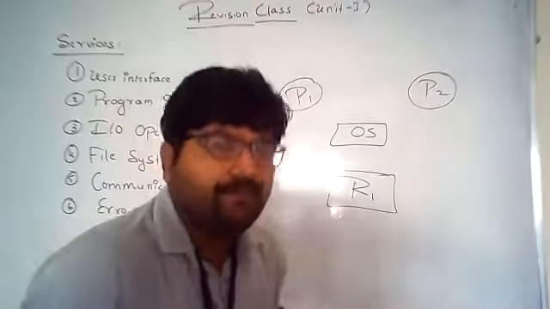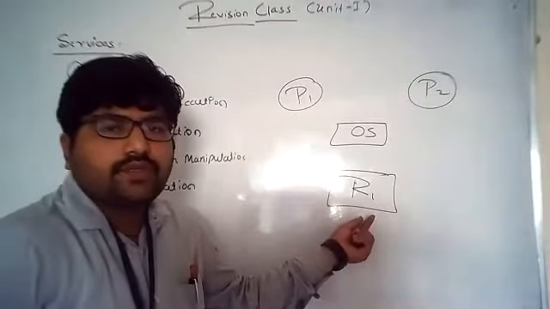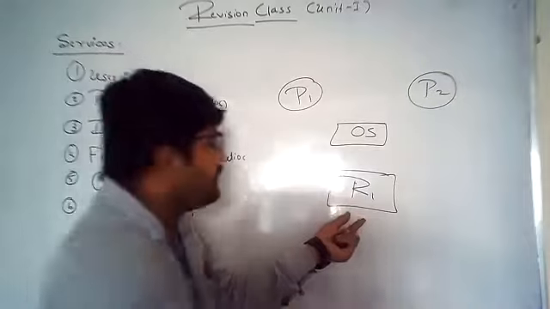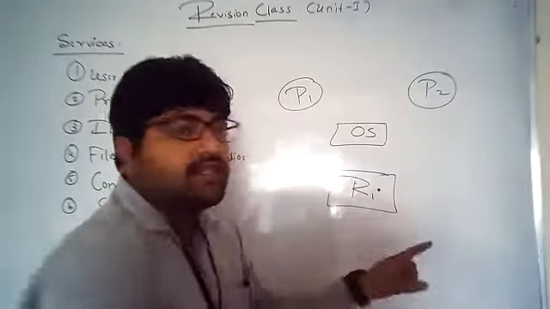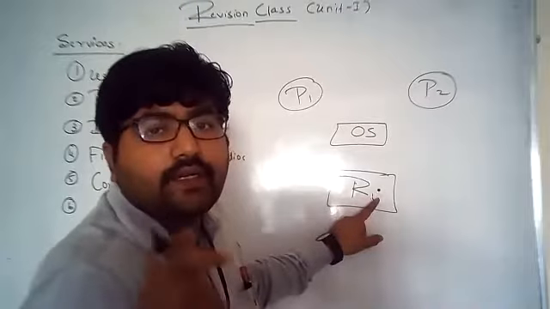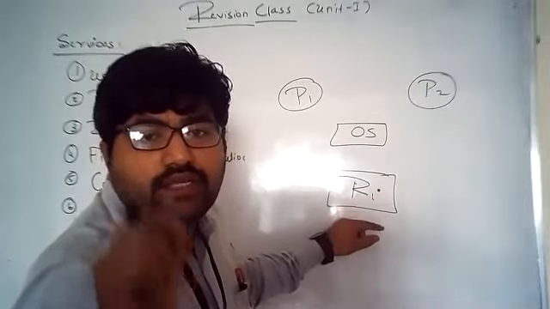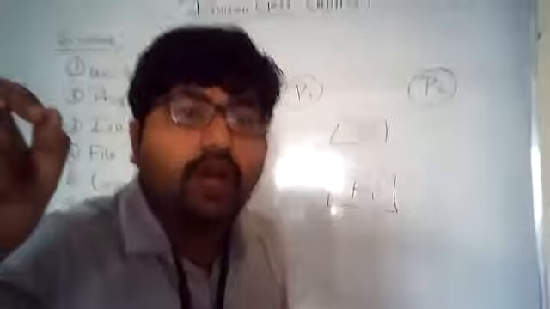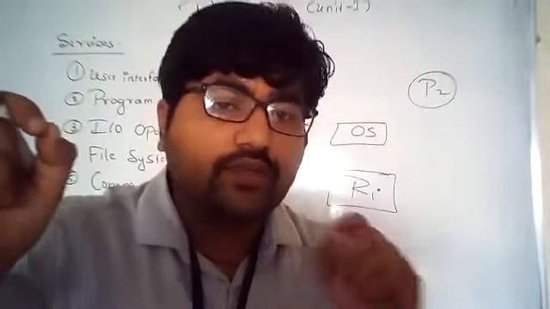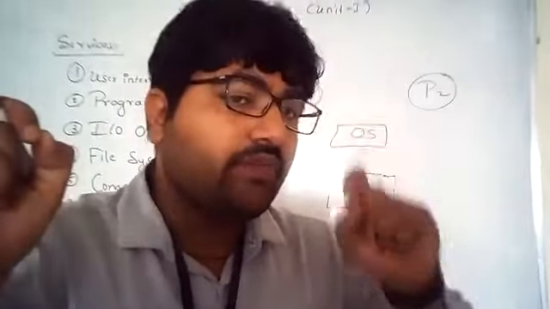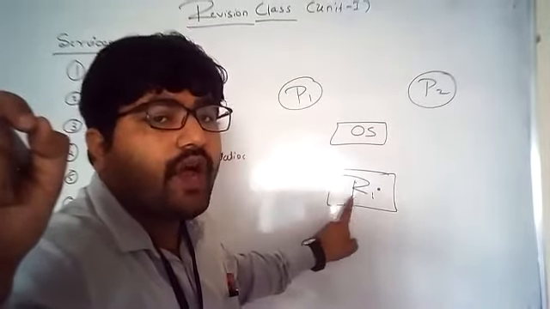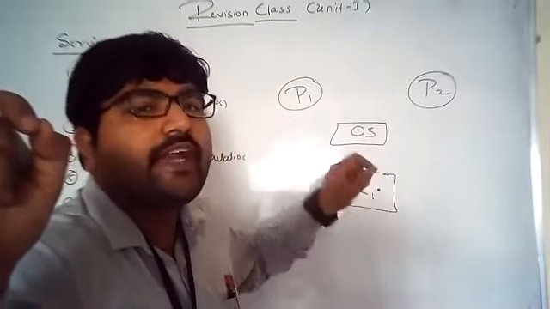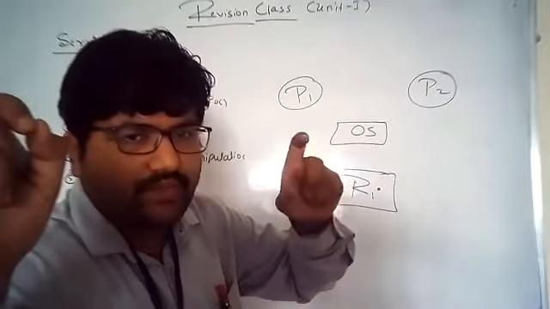See, let me show. R1 is a resource. The resource is going to be represented as a dot. Remember it: in further classes, you will get the resource allocation graph. There you need to remember that if you see a dot, that is considered a resource.